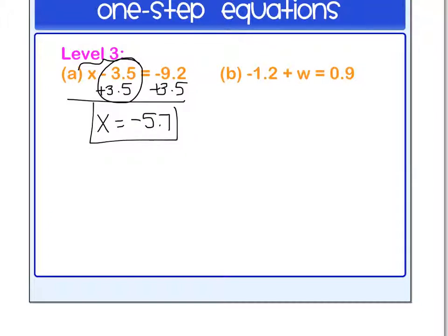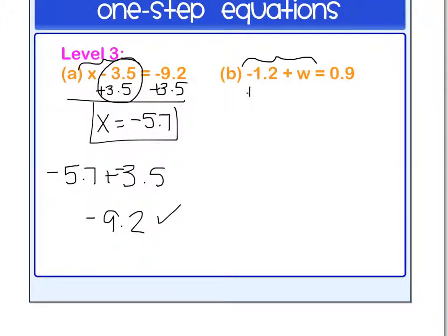They were different signs, so we did have to subtract. I'm checking over my work. I'm going to keep it, change it, flip it, and negative 5.7 plus negative 3.5 does give me negative 9.2. On problem B, again, these ones you want to be careful with because we want to create opposites. The opposite of a minus 1.2 is a plus 1.2.